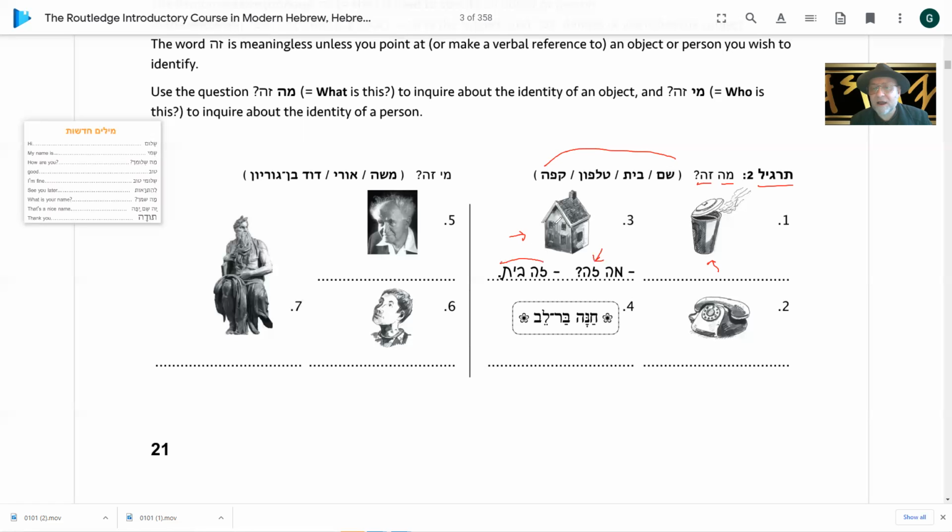So this is a house. Okay, so basically they would choose this one right here, bayit, because that goes with house. And we would have to preface it by saying, to answer that question, ma ze, what is this? We would answer by saying ze bayit, this is a house. Okay, so we know that telephone is not in there. I'm almost thinking this kafah, probably by process of deduction, is this garbage can.